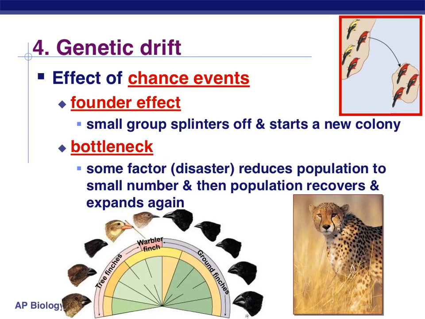The other one is called bottleneck. With the bottleneck effect, some kind of factor, normally a disaster, reduces the population to a very small number. Then over time, that population recovers and it grows and expands once more. Right, so let's delve into these two a little deeper.